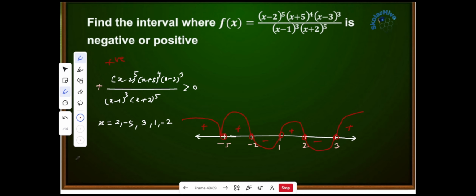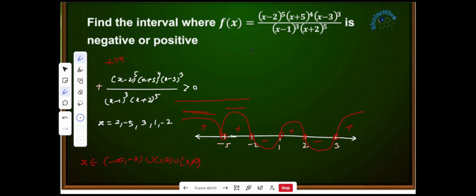So for positive, the intervals are minus infinity to minus 5 and minus 5 to minus 2. If you take the union of minus infinity to minus 5 and minus 5 to minus 2, it will give us directly minus infinity to minus 2. Okay, because if we take the union of this region and this region, then this will become the whole region. Now union of 1 to 2 and then union 3 to infinity.